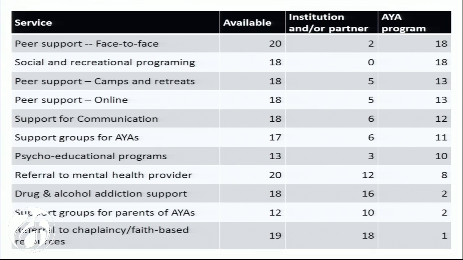So we're using provision by the AYA program somewhat as a proxy to inform us of AYA specificity. And again, they're ordered, so you can see at the top the most common services provided, and at the bottom you can see the least common being provided.